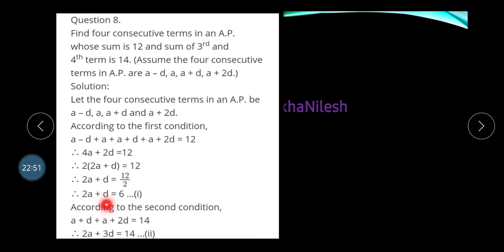So how many A's do we have? 2, so 2A. Here, D plus 2D: D has no coefficient, so we take it as 1D. So 1D plus 2D, we get 3D. So 2A plus 3D is equal to 14. Now we have our two equations.